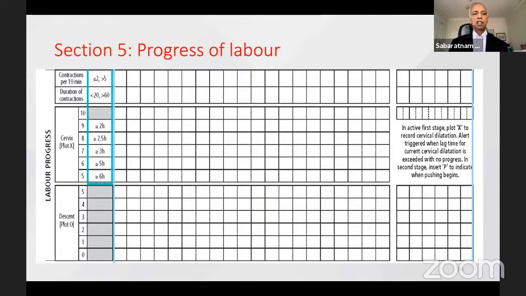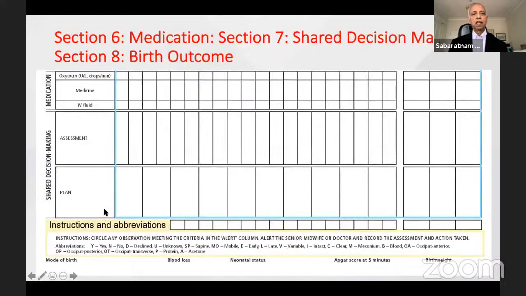Cervical dilatation, this is the most controversial part, because the others everybody will accept. Here you can see if she's going to dilate from 5 to 6 centimeters, then you can give up to 6 hours. 6 to 7, you can give 5 hours, 7 to 8, 3 hours, 8 to 9, 2.5, and 9 to 10, 2 hours, and so on. Once she is fully dilated, then she is fully dilated. And descent, because in multiparous and nulliparous women there can be a sudden descent, there is no alert feature here.